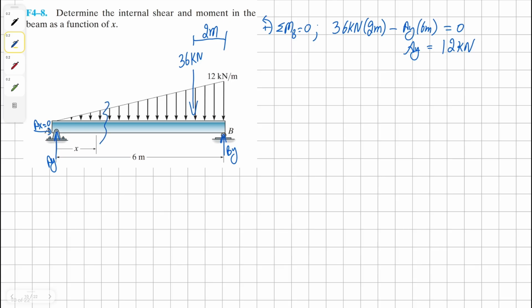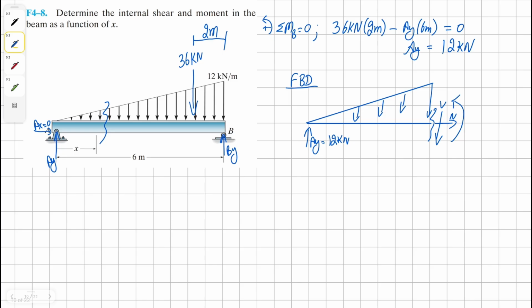Now we can start proceeding by cutting our beam at x, which is imaginary, which could be anywhere. So let's draw its free body diagram. So our beam is going to look something like this, where we have AY on one side, and it's 12 kilonewton. Then we have our triangular uniform distributed load, and we still need to find our value for this new uniform load after the cut. And at the cut, we're going to have our shear, our normal, which is going to be 0, and our moment.